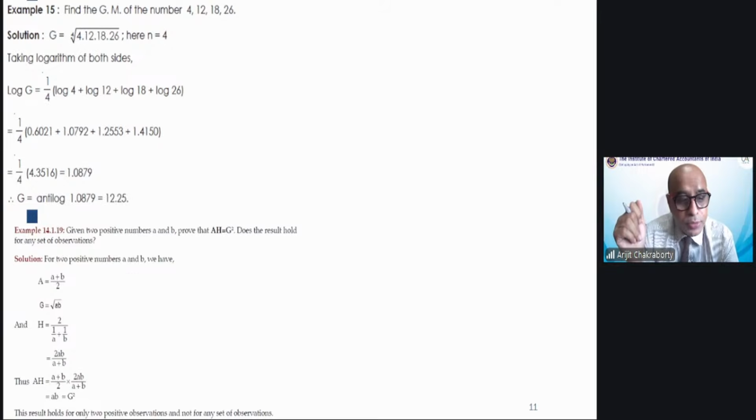As you can see in the solution in the study material, it shows clearly how the equation proves to be correct. But it is given clearly at the end that the result holds good only for two positive numbers and not for any set of numbers. So it is not a general formula. It is a formula which will hold good only for two positive numbers.